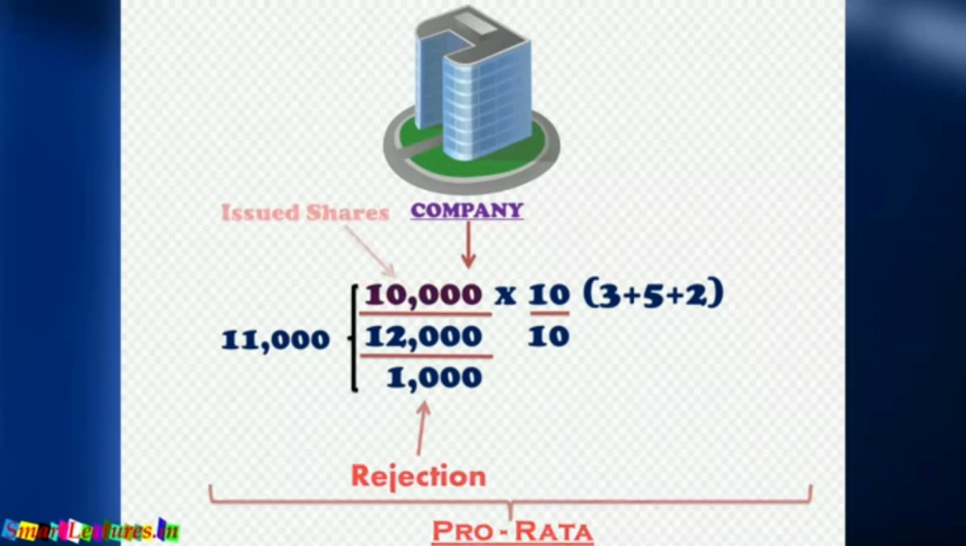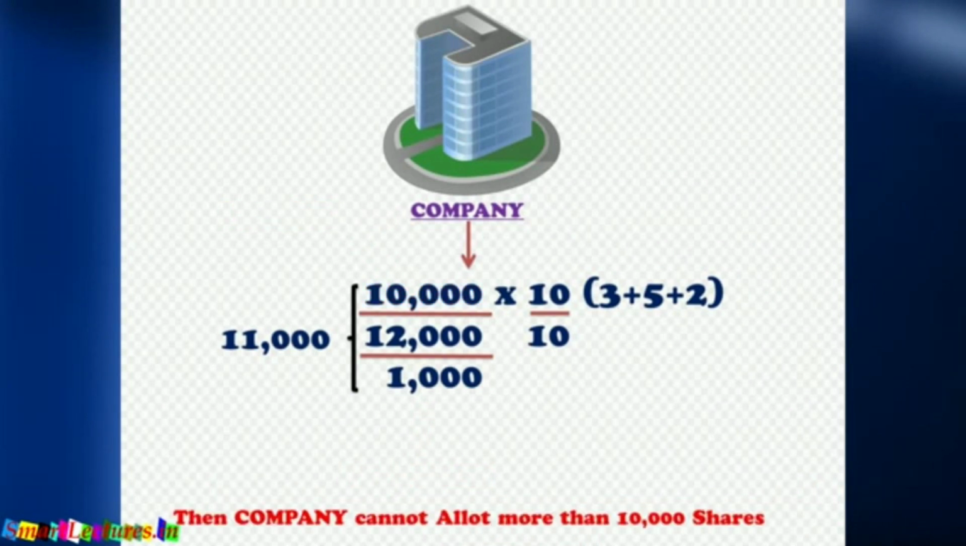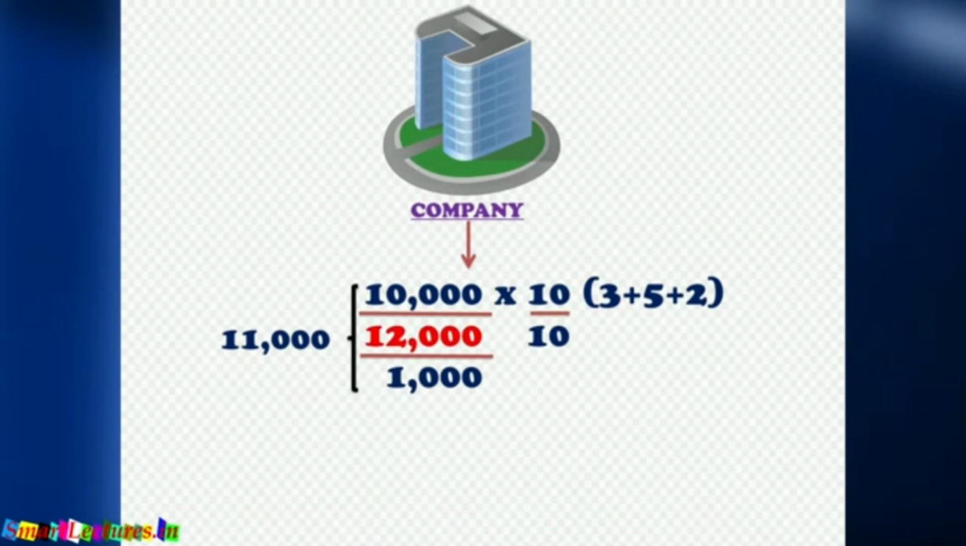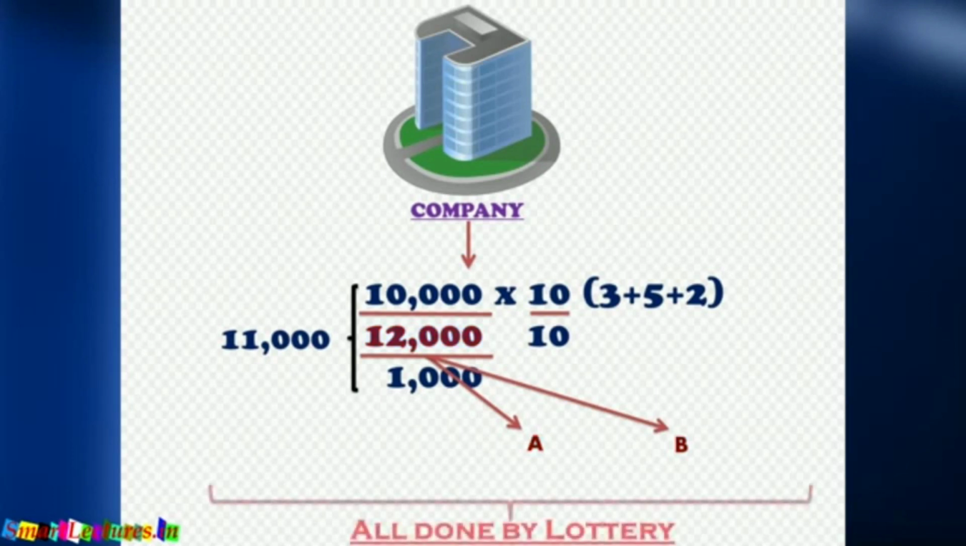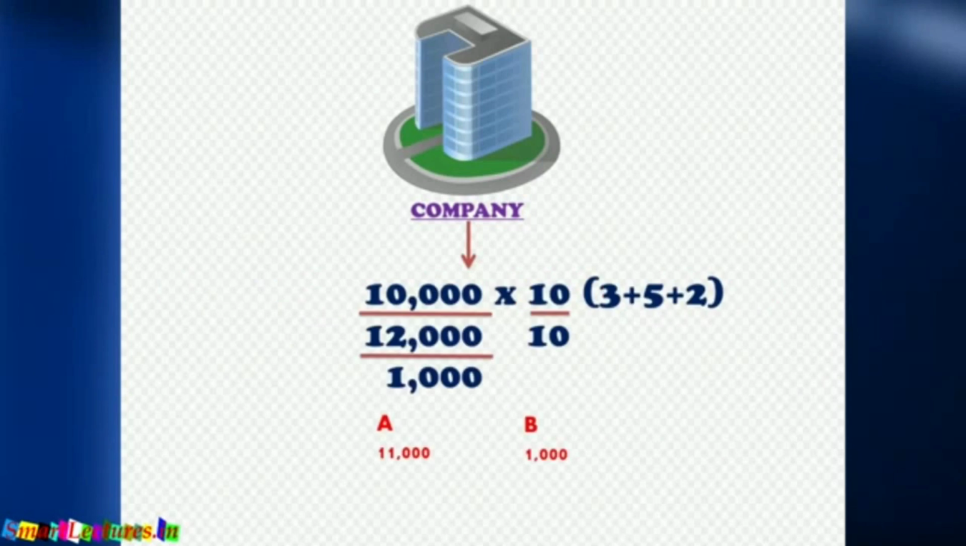It means total applications were split into two parts, part A and part B, and it is all done by lottery. The company cannot adopt the policy of pick and choose. So one lot was 11,000 shares and the second lot was 1,000 shares. The second lot B of 1,000 shares was allotted nothing. So they were sent a letter of regret and the money was returned.